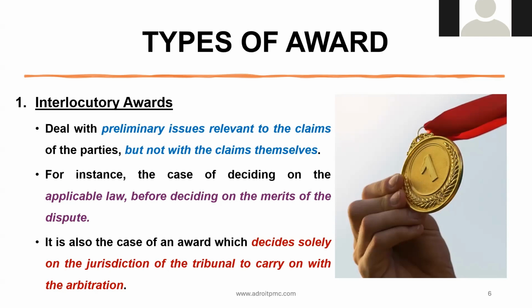First one is the interlocutory order. It is also called a preliminary order. The arbitrator will be addressing preliminary issues like his jurisdiction, whether he has the power and authority to adjudicate the matter. That kind of thing will be verified by the arbitrator, and he will be passing an award in this interlocutory award.